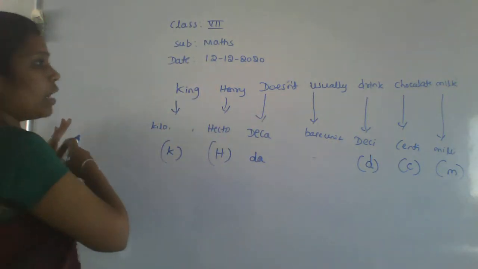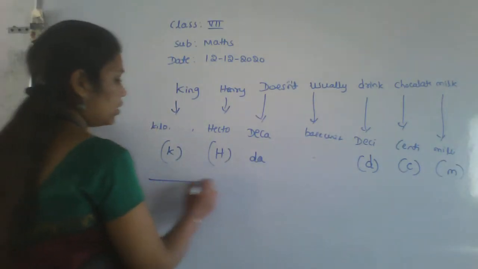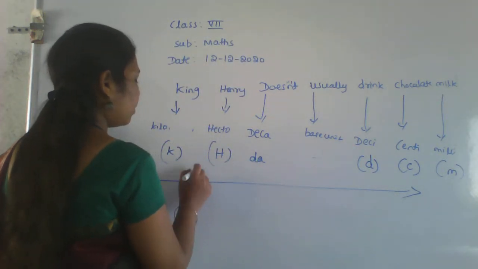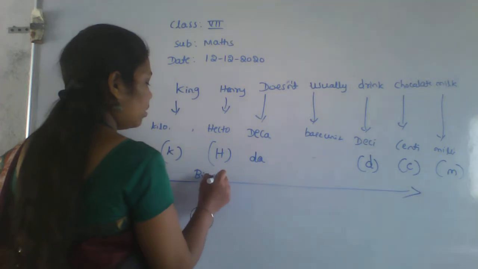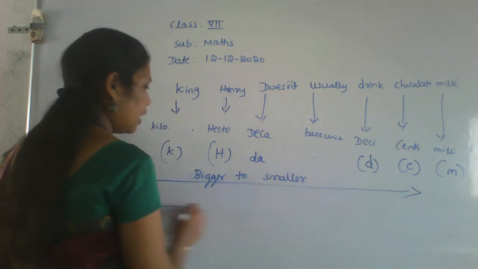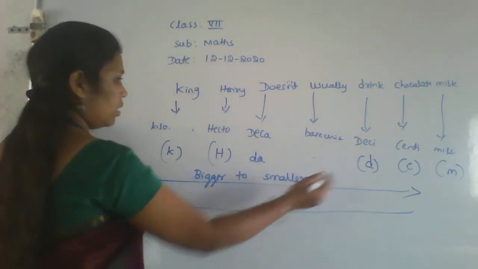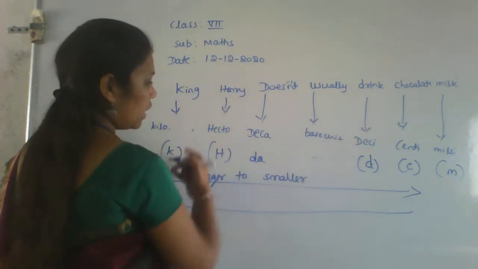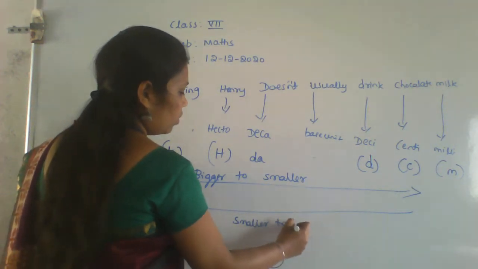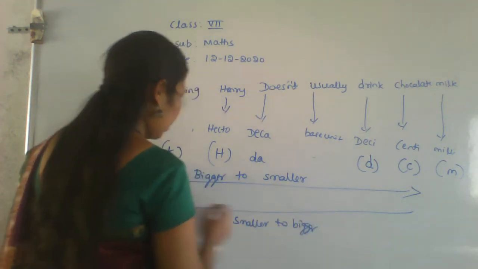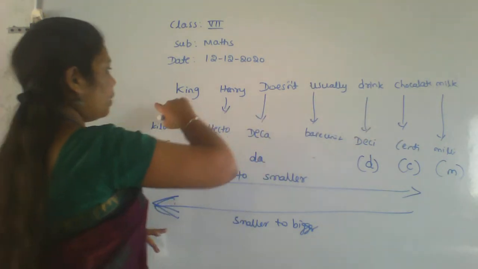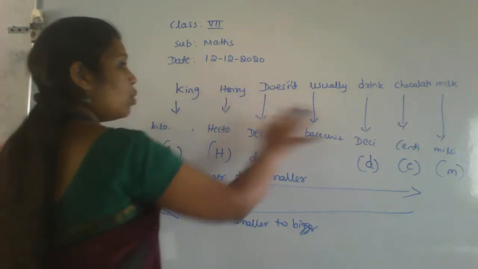Okay, so bigger to smaller I have written here. Sorry, this is bigger to smaller, all these things. And if you come from the other side, it becomes smaller to bigger. This arrow mark indicates that. From that side it is smaller to bigger, and from this side it is bigger to smaller.